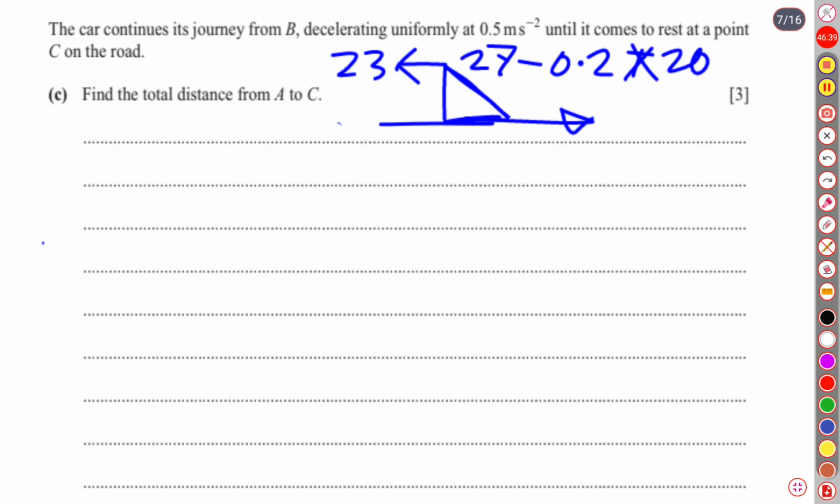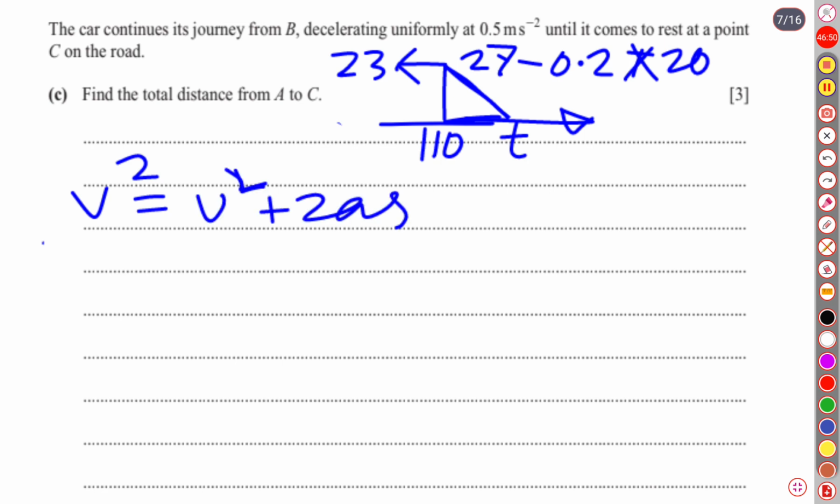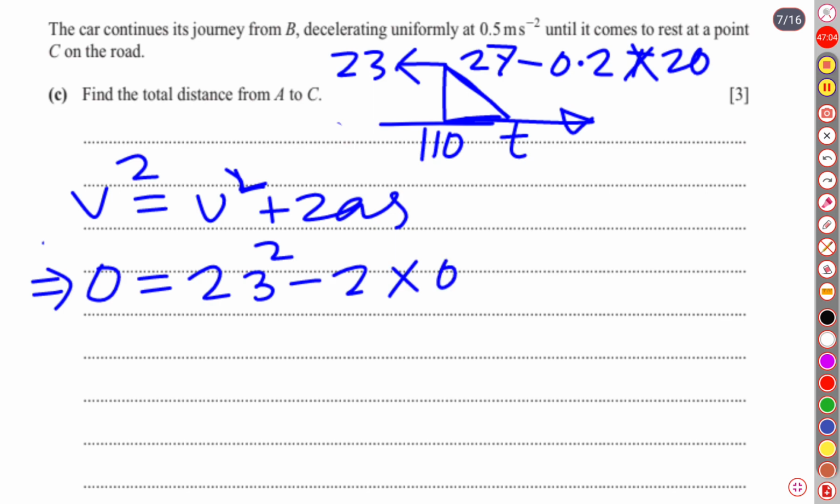Is what? As time is not known to us, let us apply v square. V square is equal to u square plus 2as. Final and initial velocity is known to us. Final velocity is 0. Initial velocity was 23, so 23 square. And as this is decelerating, so negative 2, deceleration was point 2. In the first question we have used this, and displacement is to be obtained.